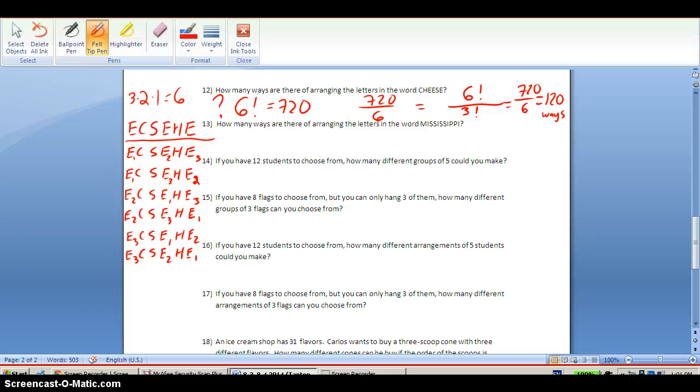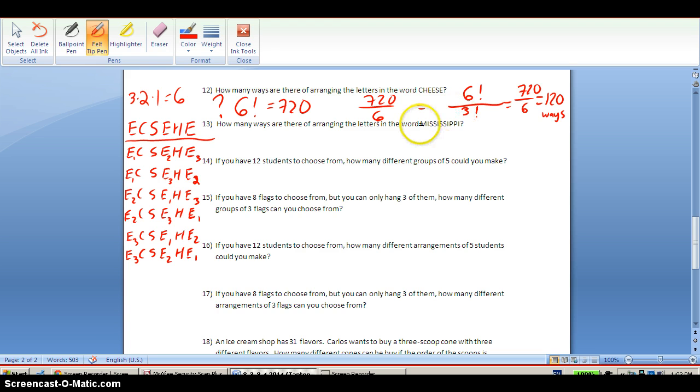So let's do a quick summary of what we just did in that last problem in the word cheese. If all 6 letters were different, the number of ways of arranging the letters would simply be 6 factorial, which is 6 times 5 times 4 times 3 times 2 times 1, giving us 720 ways of arranging the word cheese. However, because the e's are the same, we are overcounting with that 720. The fact that there are 1, 2, 3 e's means we need to divide that 6 factorial by 3 factorial. Okay, so that's the method that we do.